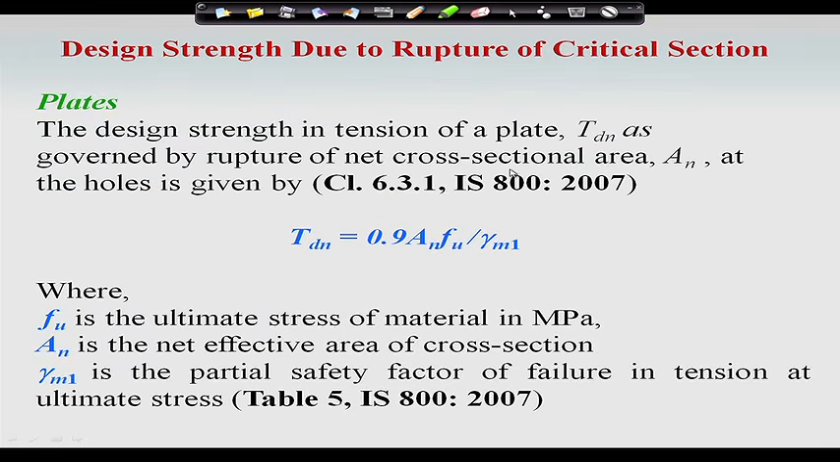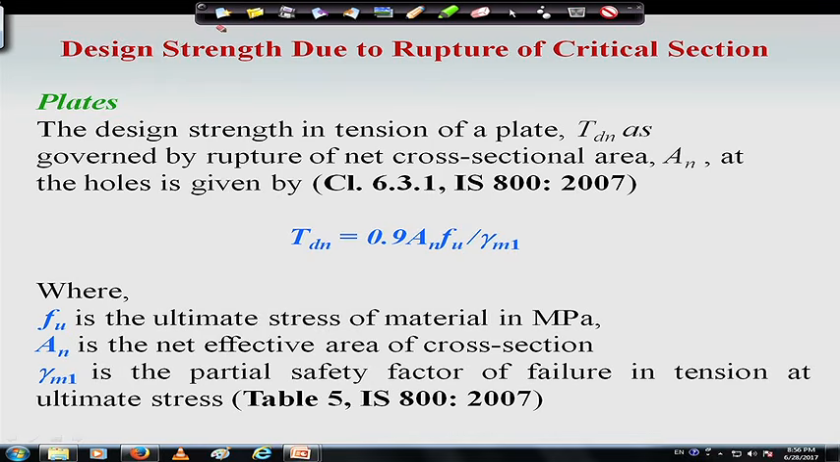Then the design strength due to rupture of critical section, we can find that Tdn is equal to 0.9 An Fu by gamma m1, where Fu is the ultimate stress of the material, An is the net effective area of the cross section, and gamma m1 is the partial safety factor. So, for a plate simply we can find Tdn as 0.9 An Fu by gamma m1, but in case of angle we have to consider the shear lag effect.